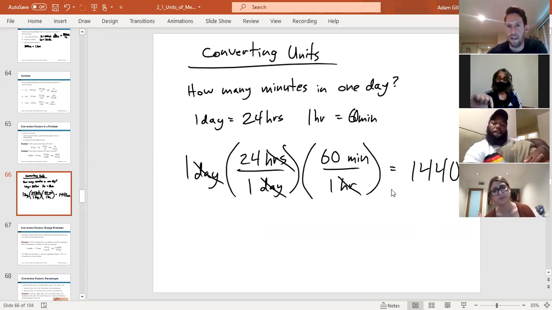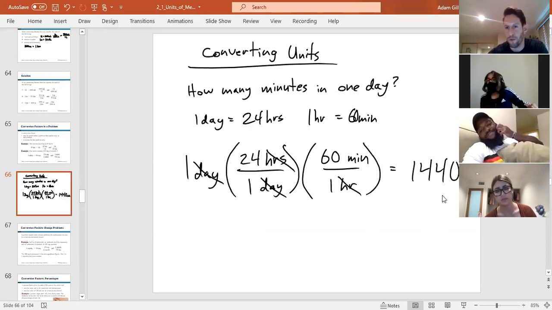And so this is why we practice writing the equalities as fractions, because when you do the math, you want them set up as fractions. Okay.